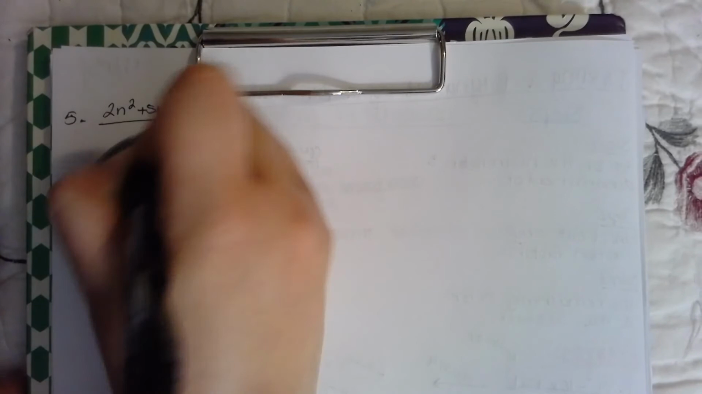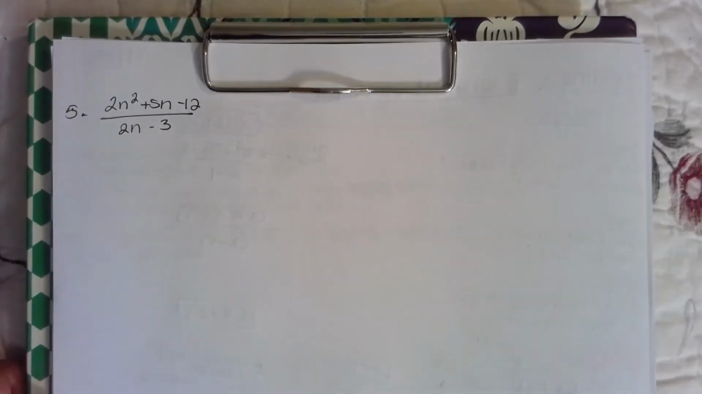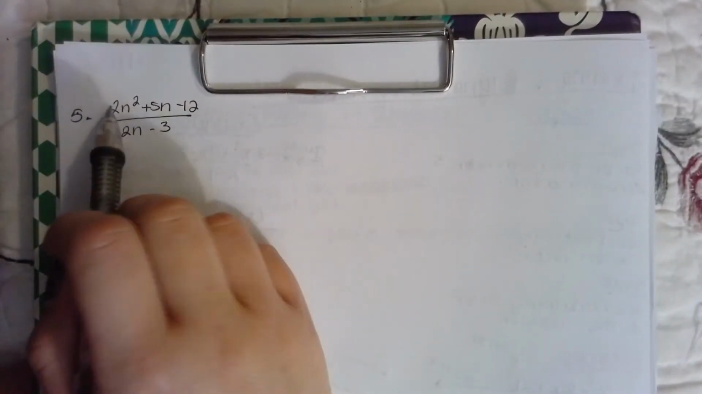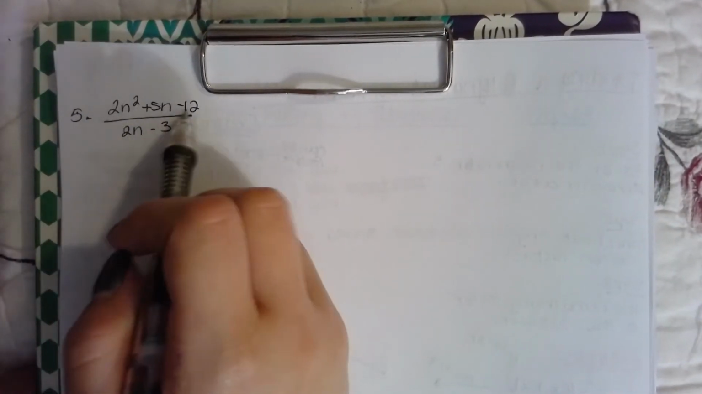Number 9. I'm just kind of trying to, or number 5. I'm trying to do a little bit of each. Alright, number 5 is 2n squared plus 5n minus 12 divided by 2n minus 3. Alright, this is a 2, 5, 12. We have 2 evens and an odd. There's nothing that they have in common in here. Okay, we're good to go. It's a trinomial with a greater than 1.